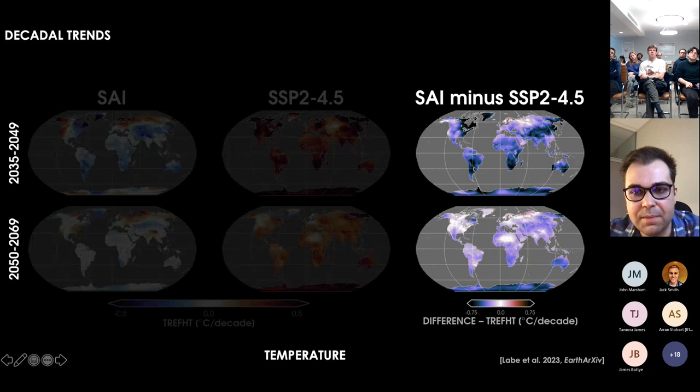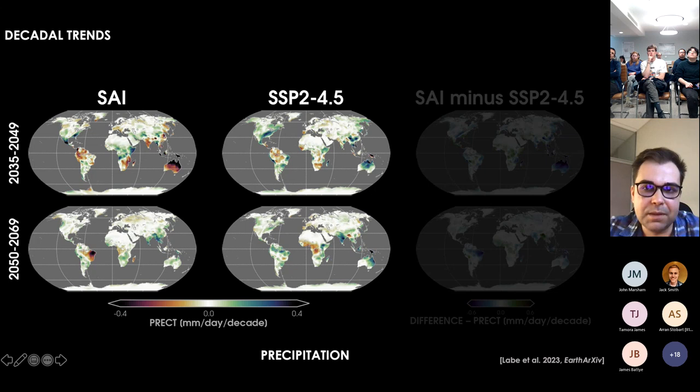Then you can take the difference of the two and again find that, even in the ensemble mean, there's quite a bit of spatial variability. I can do this again for precipitation. I won't spend too much time on it, and just find that, again, there's lots of variability.